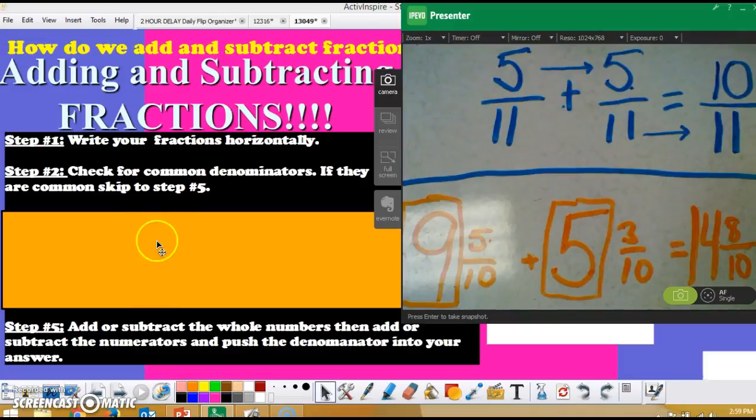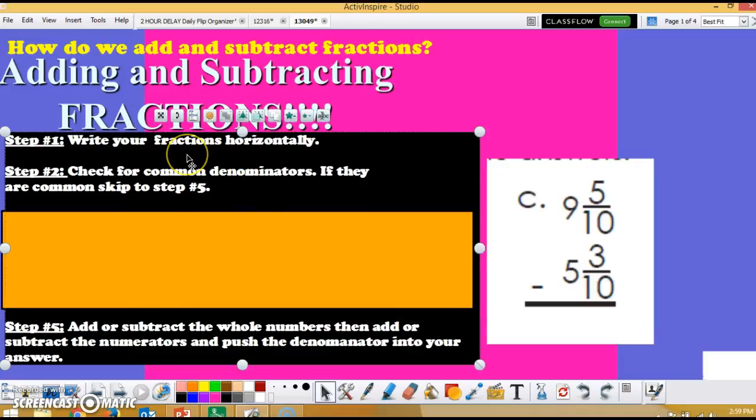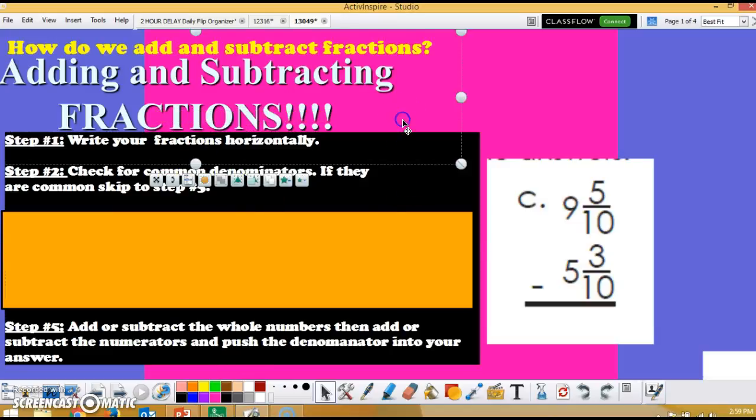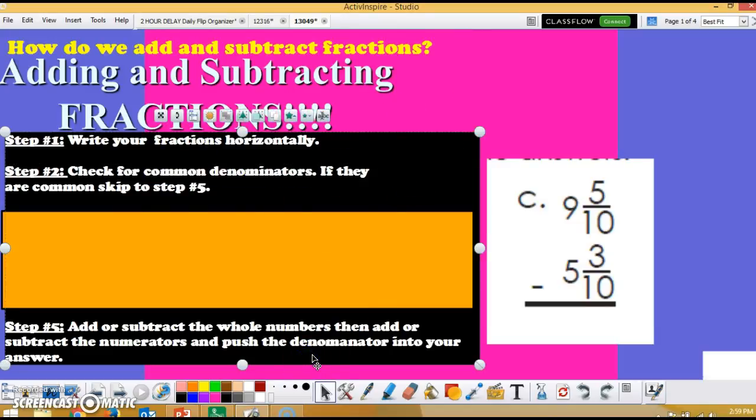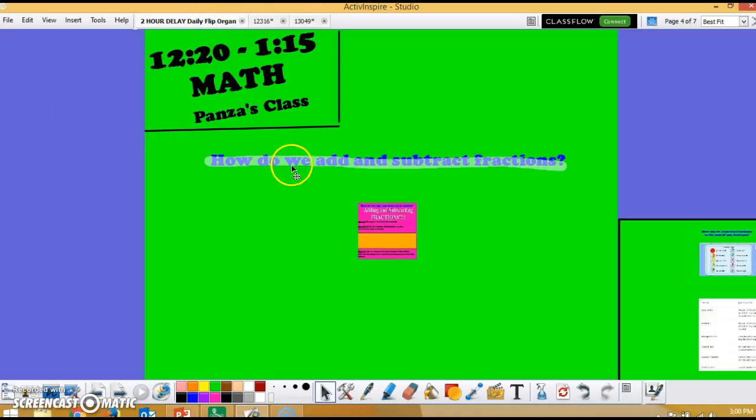So again, following these 3 steps, write your fraction horizontally, check for common denominators, add whole numbers, and then add numerators and push denominators, and you are able to add and subtract all fractions that we see. Depending on if you're adding or subtracting is the only real difference. But you've got to make sure that the denominators are the same. If they're not, you've got to check back for another lesson that will help you out on that question.